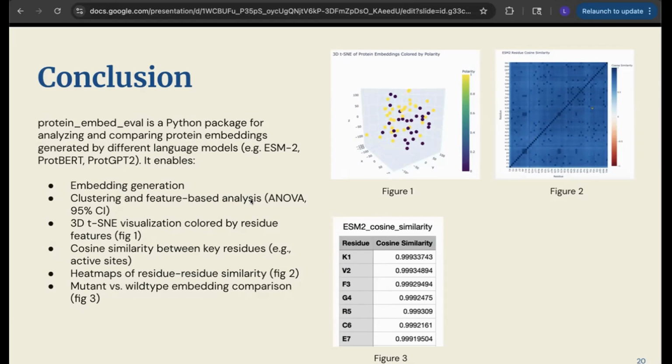And then in figure two, that's just a heat map of the residue similarity. And this is based off of the cosine similarity that I calculated between the residues. And then there's also a highlighted part of that heat map for the key residues, such as active site residues in this case. And then the last thing that it outputs is just an embedding comparison for the mutant versus wild type sequences. So just something else that users can use to understand how exactly their model is capturing the sequence and understanding their protein.